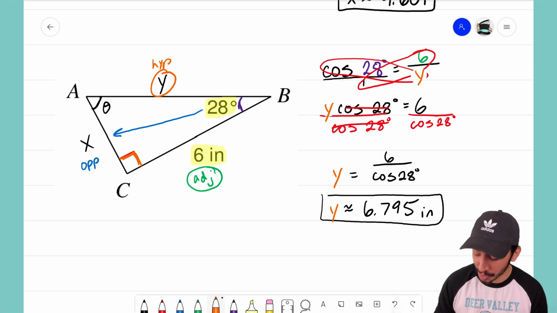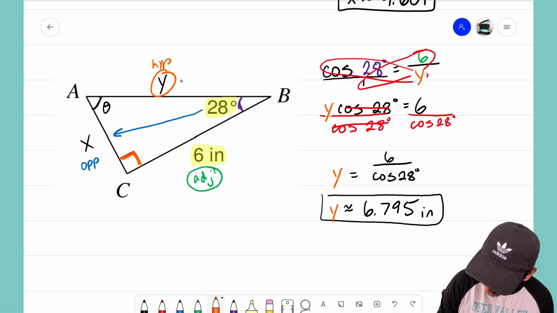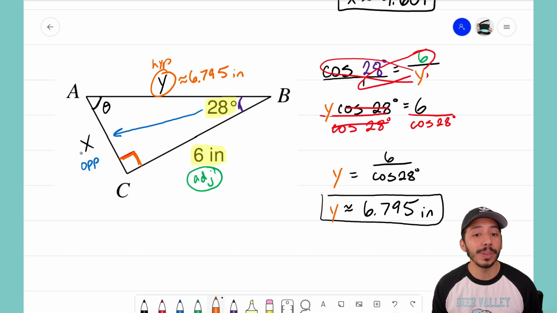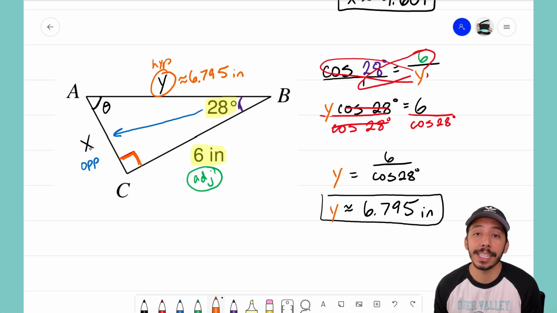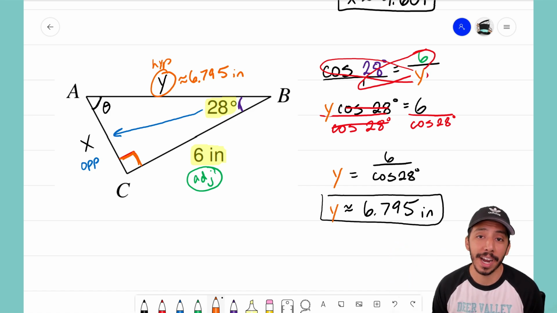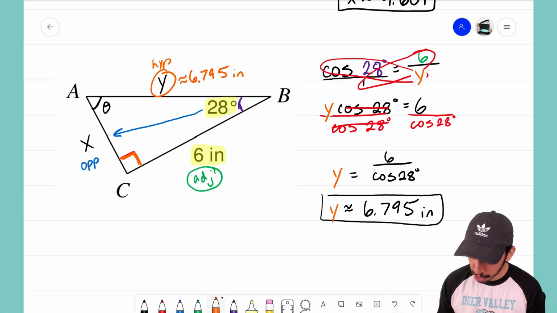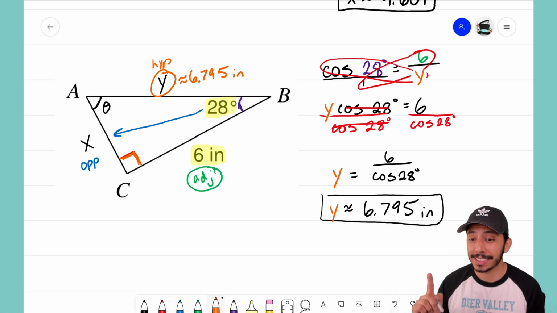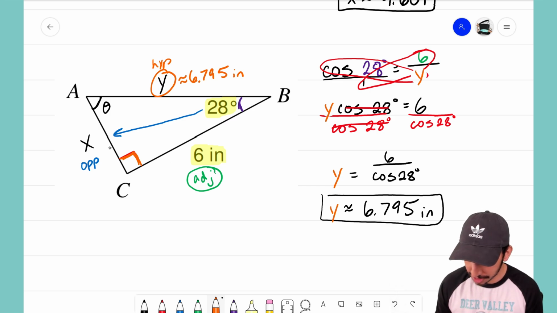Now, we know what y equals. y equals approximately 6.795 inches. Now, the only side we don't have left here is x. And if I really wanted to, I could do this all over again, right? I could solve for x using either tangent or sine. I could set up a similar equation here, and I could solve for that.